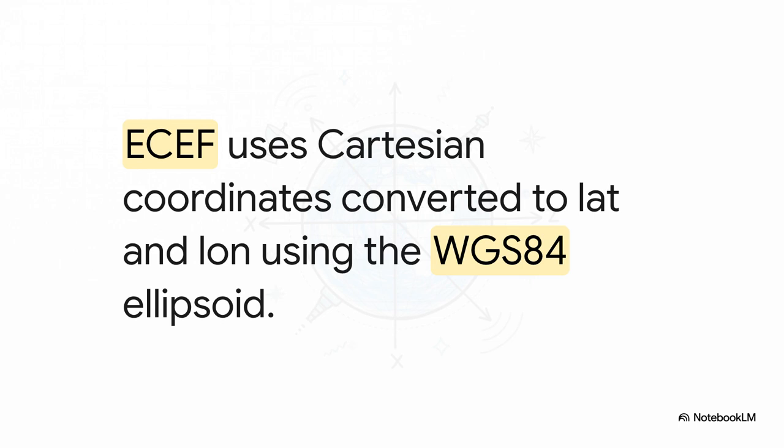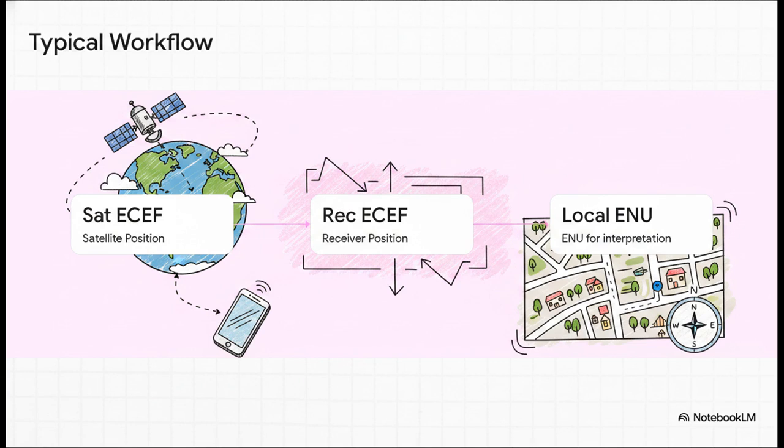And, actually, because the Earth isn't a perfect sphere, it's kind of squashed, real systems use a model called the WGS84 ellipsoid to make sure those conversions are incredibly accurate. Let's move on and see how this builds into an actual data pipeline.